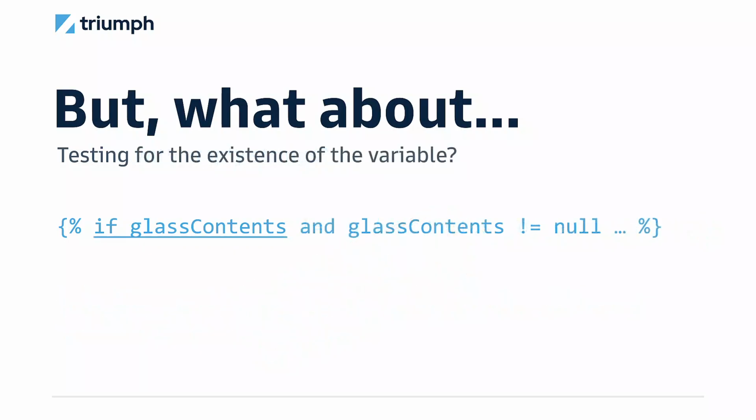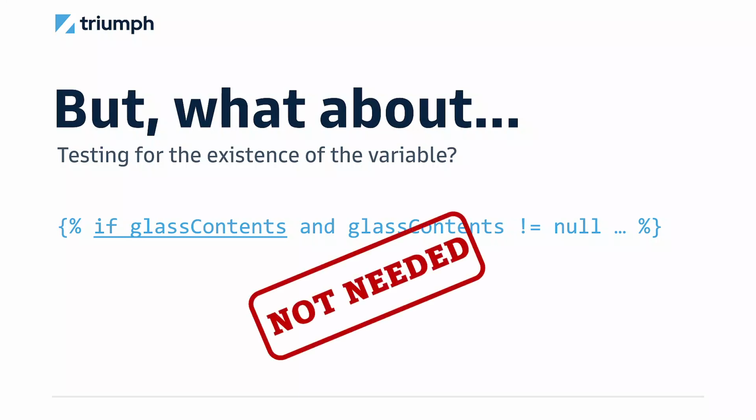You might also be saying, but what about testing for the existence of the variable? So in some Liquid documentation, you often see this pattern where they say if glass contents and glass contents not equal to null and glass contents not equal to empty. And what we found is you don't need to do this in Lava. This is a check that's just simply not needed. So don't do it, not needed.